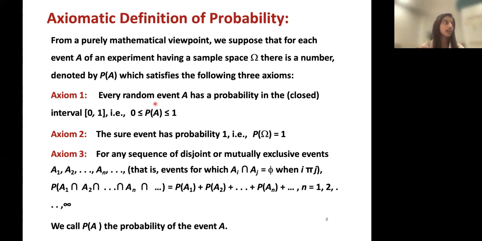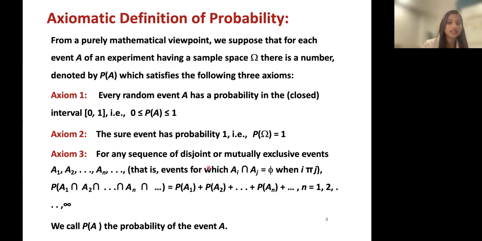So it's always like 0 to 100. It can be 0% or 100%. So it can be 0, or 0.5, which is 50%, or 1, which is 100%. And then the sure event has a probability of 1. So if the event is definitely sure, it's 100% chance for it to occur. So the probability of a sure event is 1.